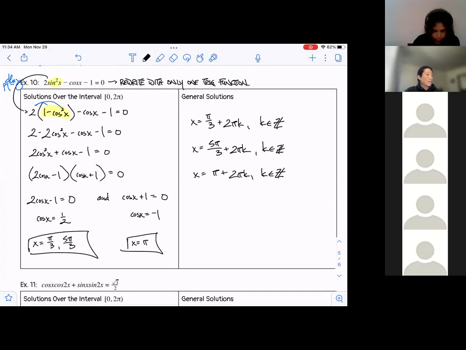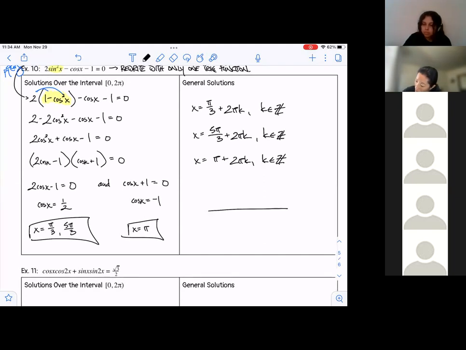All right, let me pause here for a moment. Are there any questions that are coming up for us on this example number 10? Okay, let's see. Maybe we draw a quick picture. All right, we've got, let's see, pi over 3 over here. We've got pi over here. We've got 5 pi over 3 down here.